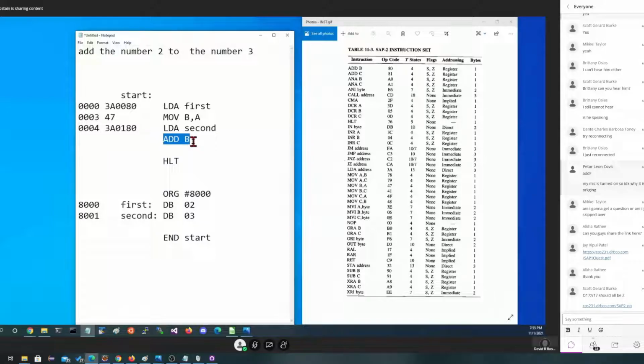Now we have the add B instruction. What address is that going to be located at? This guy took up 4, 5, and 6. So it comes out 0007. Yep. And what's his opcode? Patricia? 80 and 1 byte. 80, 1 byte, right?